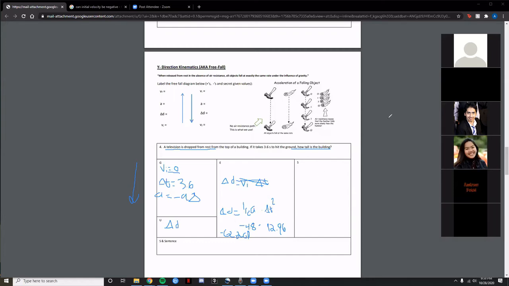Wait, I'm confused. Where'd you get negative 4.8? All right, so in the formula, I got this.